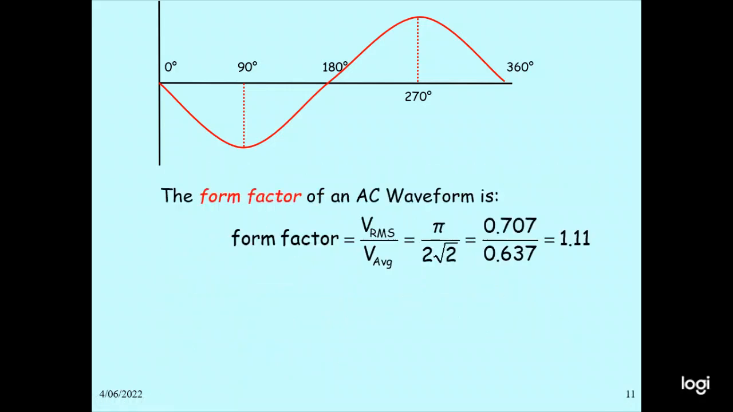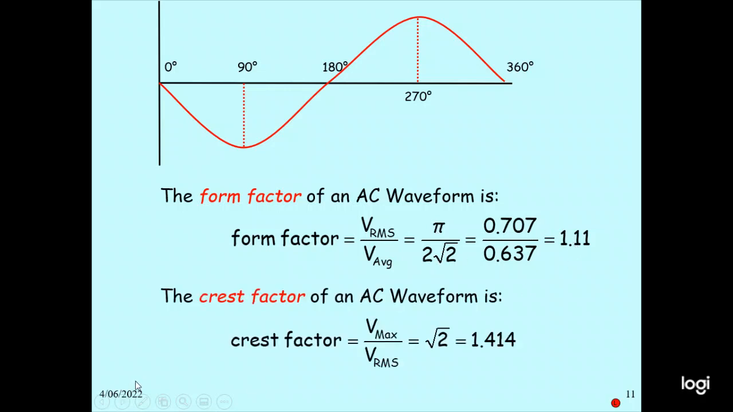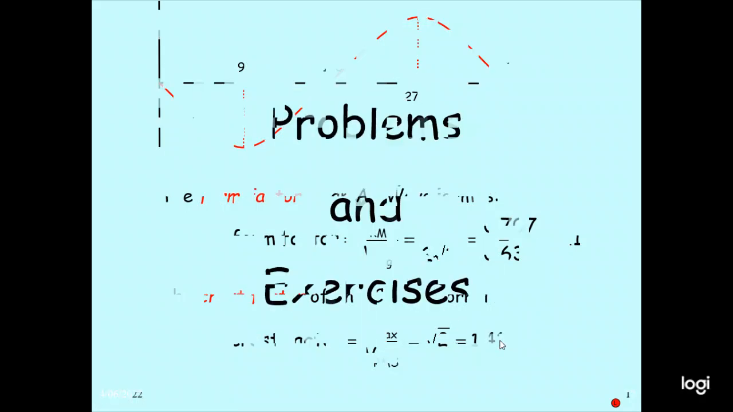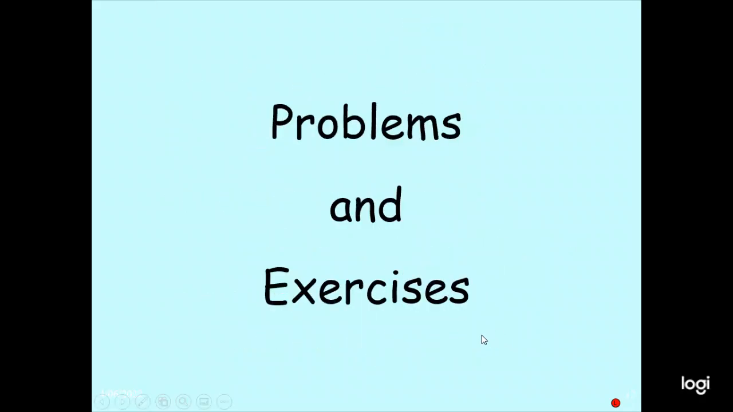The form factor of the AC waveform is VRMS over V average, so pi by 2 root 2, which gives 1.11. The crest factor of the AC waveform is V maximum over VRMS, which is root 2 or 1.414. And then you do the problem exercises.